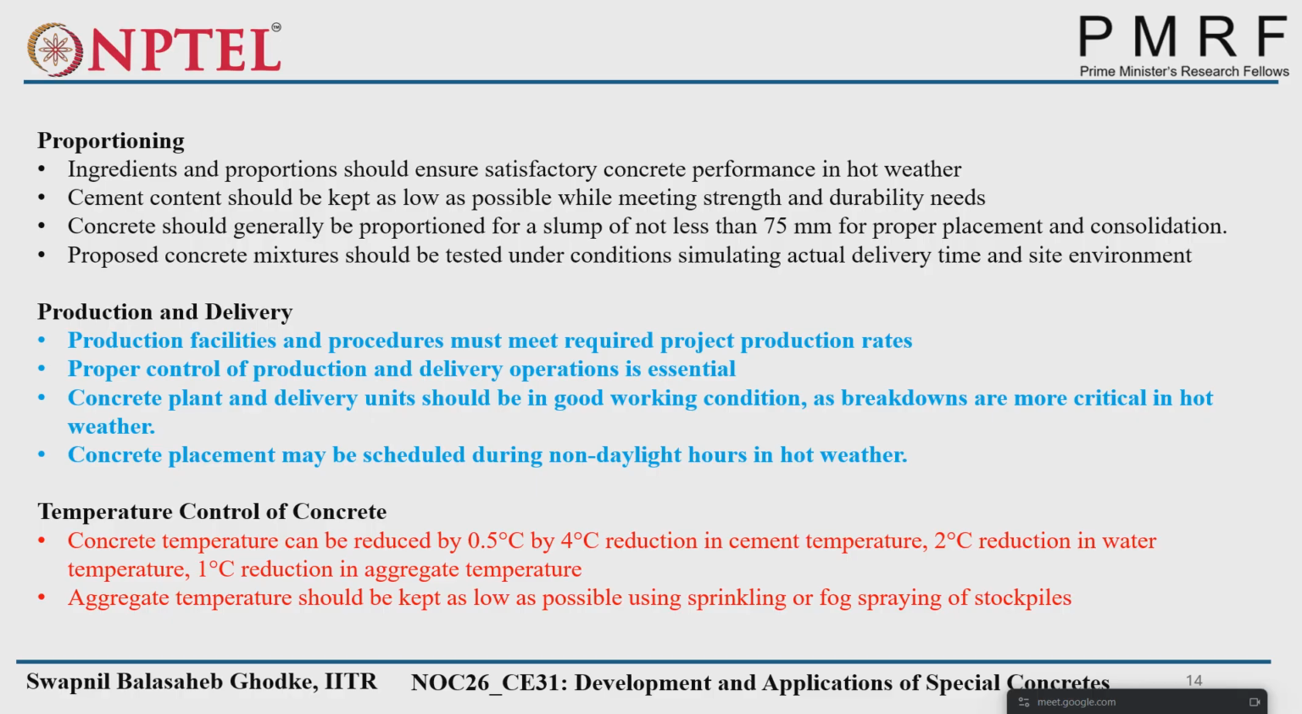Temperature control. Suppose you want to reduce the concrete temperature by 0.5 degrees Celsius. How can we reduce it? Either a 4 degrees Celsius reduction in cement temperature, or a 2 degrees Celsius reduction in water temperature, or a 1 degree Celsius reduction in aggregate temperature. So which will be the easier one? Water. Obviously, we can get cooler water, and it will reduce the overall concrete temperature. Suppose I want to reduce the overall concrete temperature by 2 degrees Celsius, how much should the water temperature be reduced?